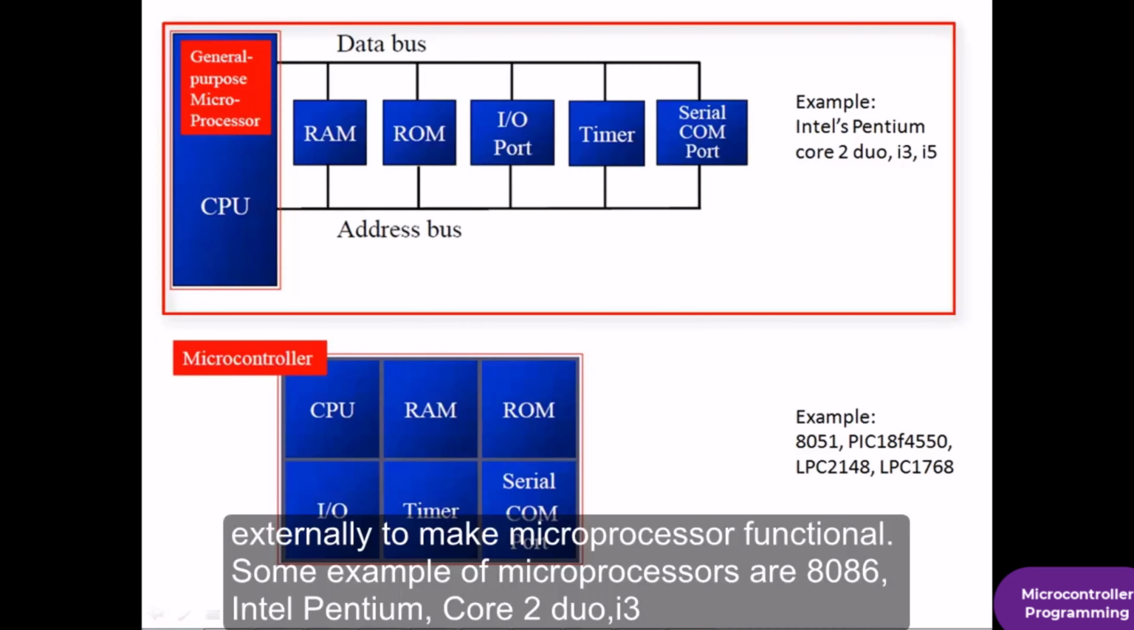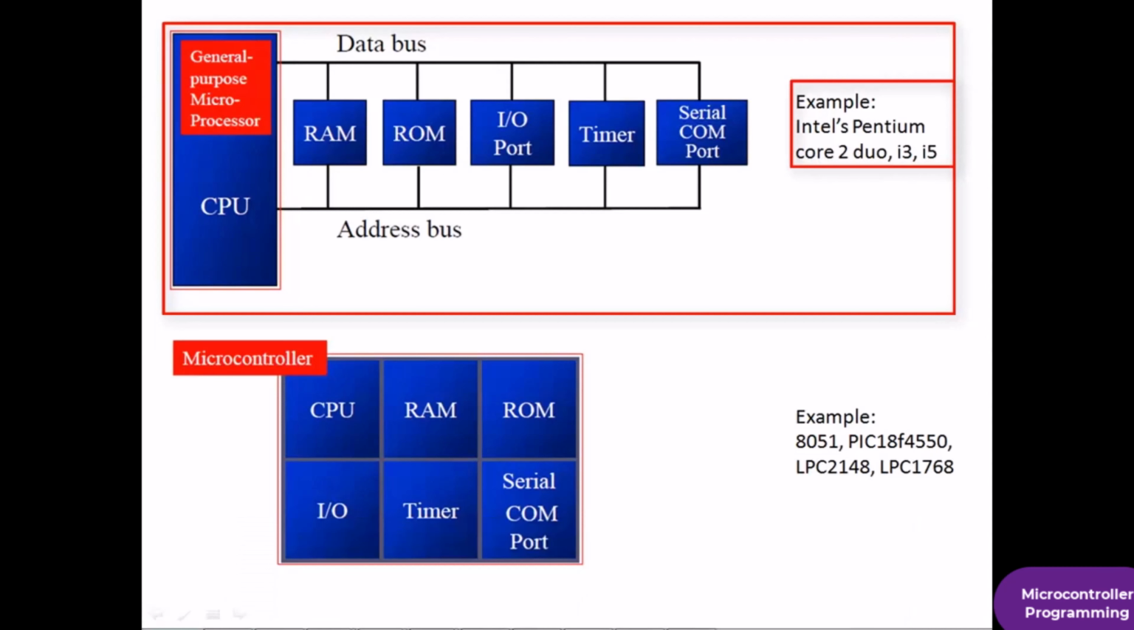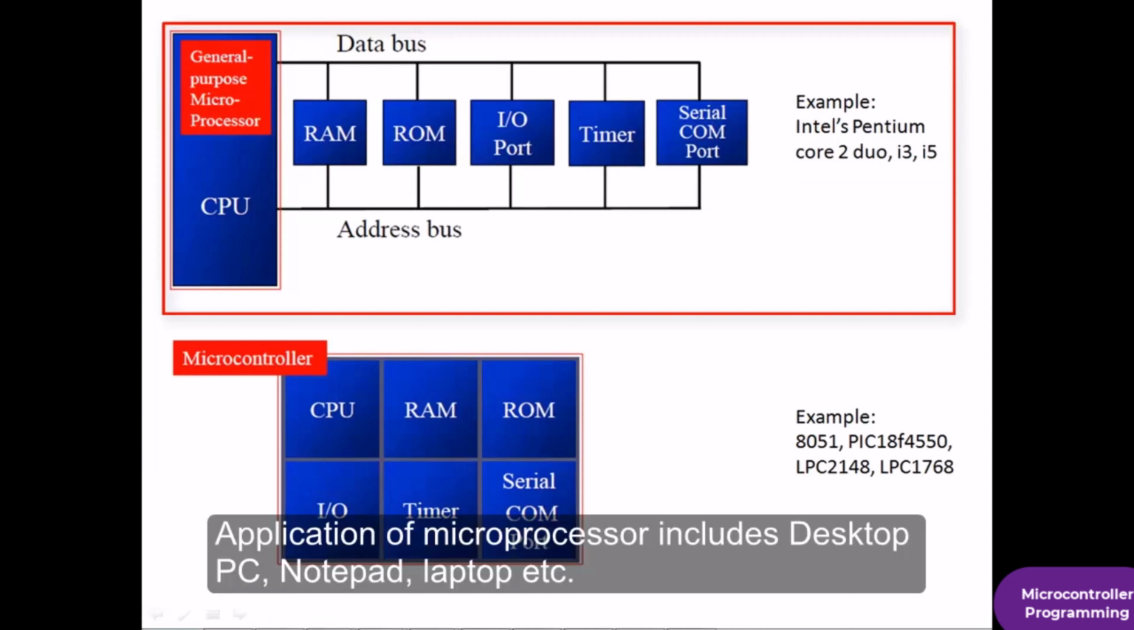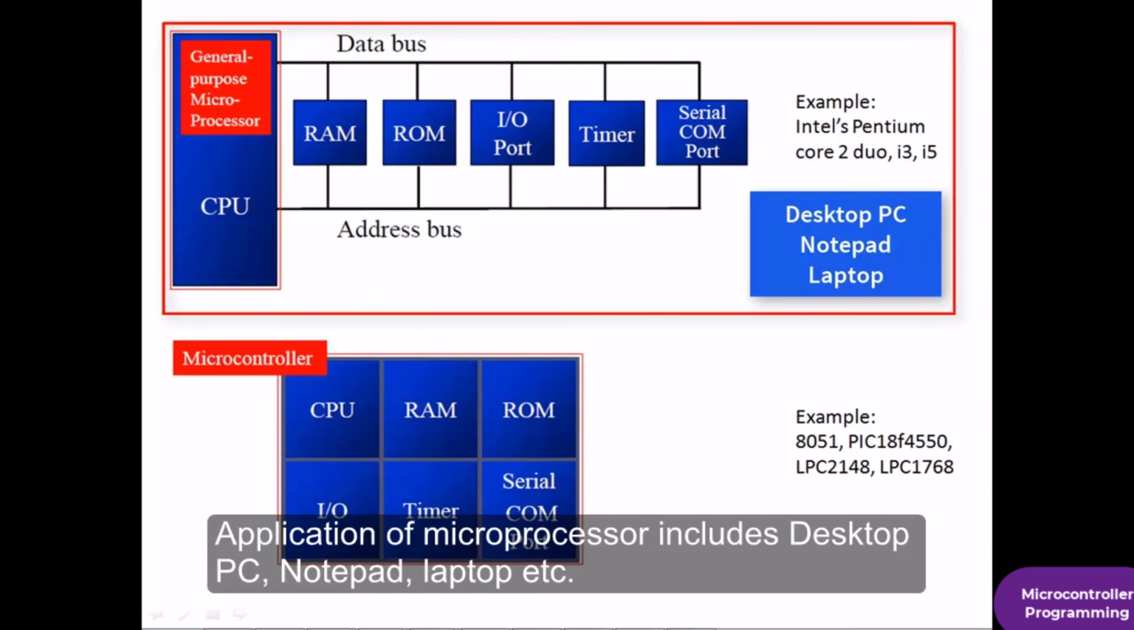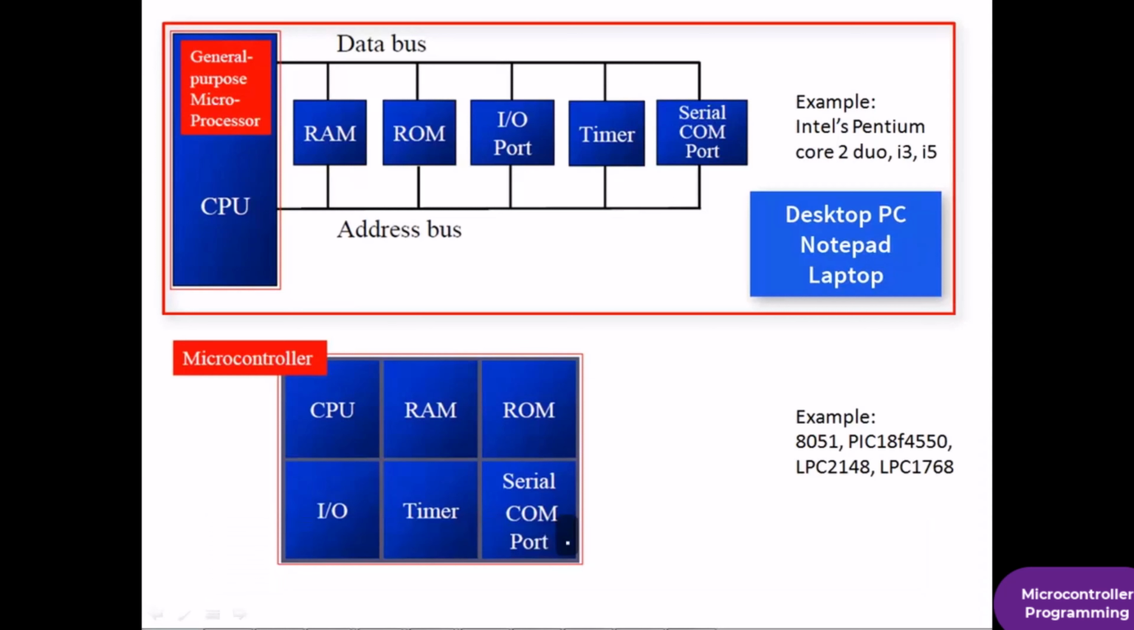Some examples of microprocessors are 8086, Intel Pentium, Core 2 Duo, i3 and i5. Applications of microprocessor include desktop PC, notepad, laptop, etc.